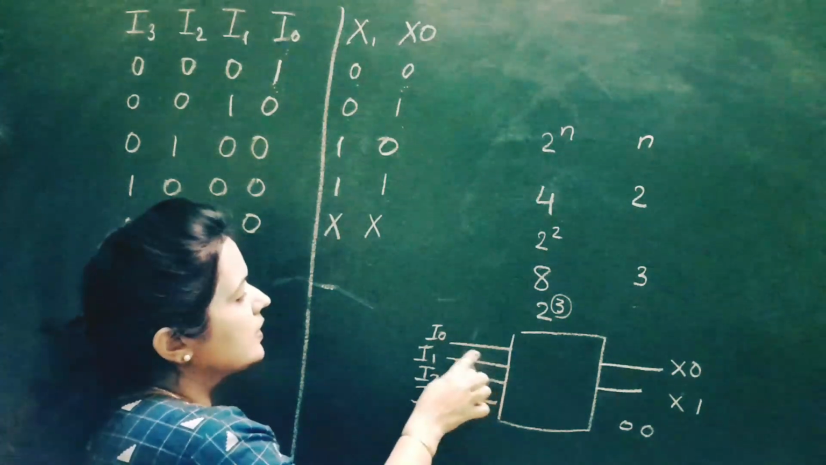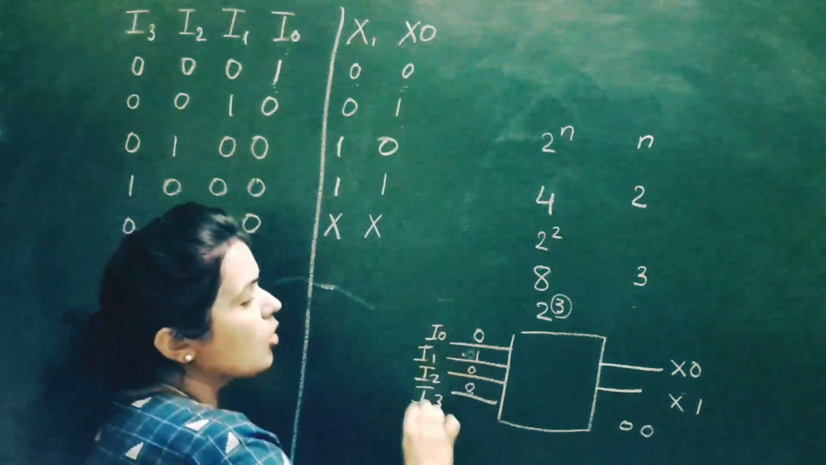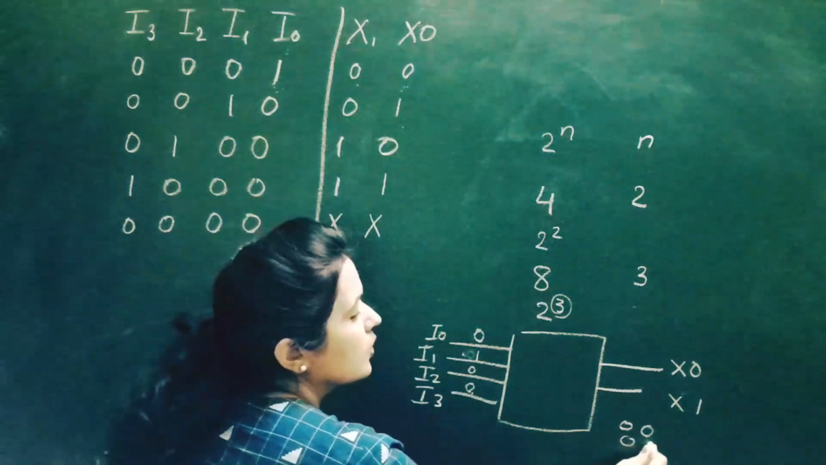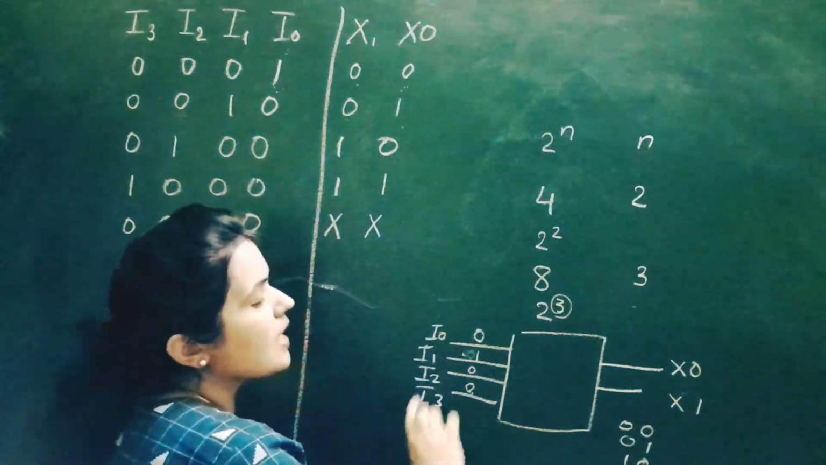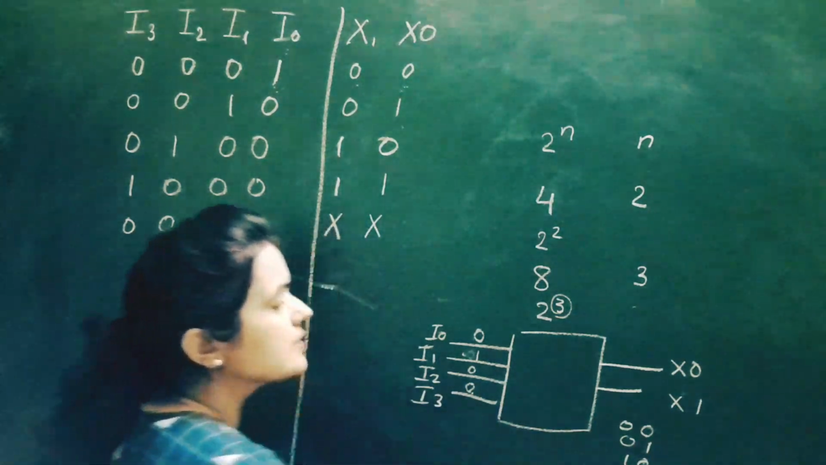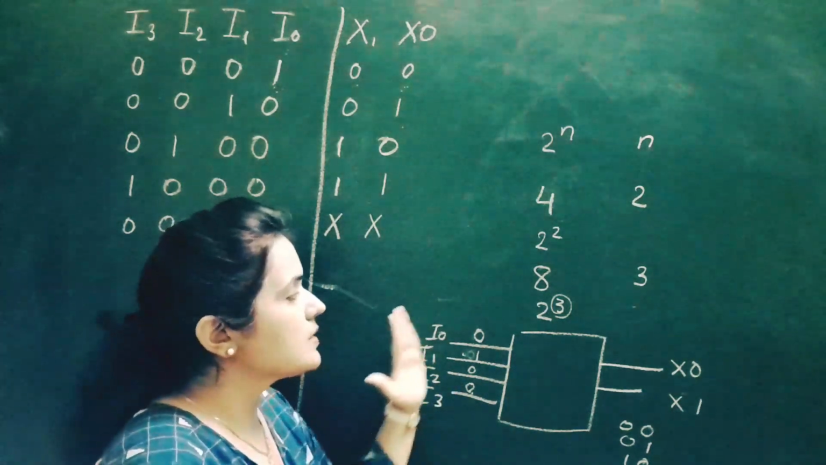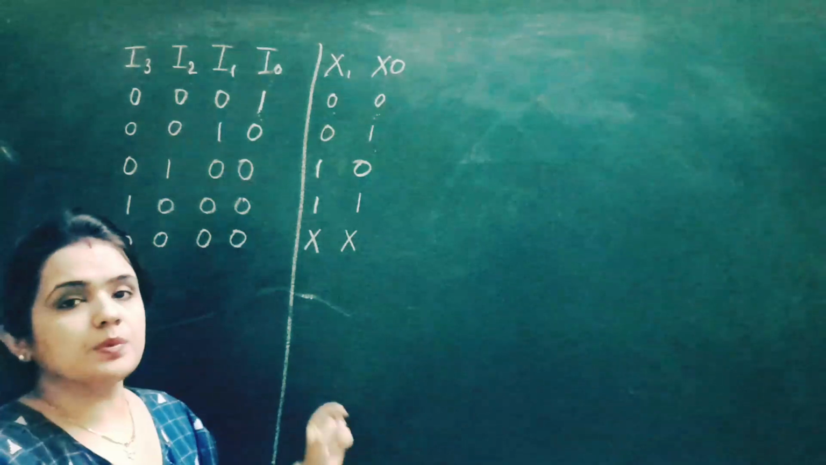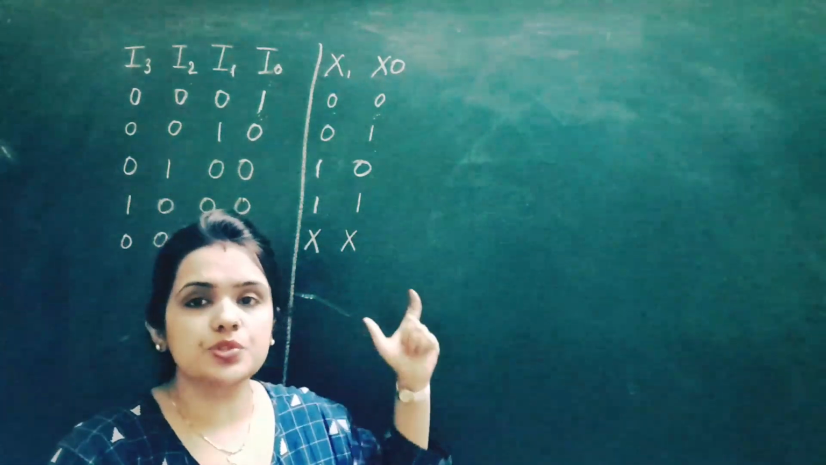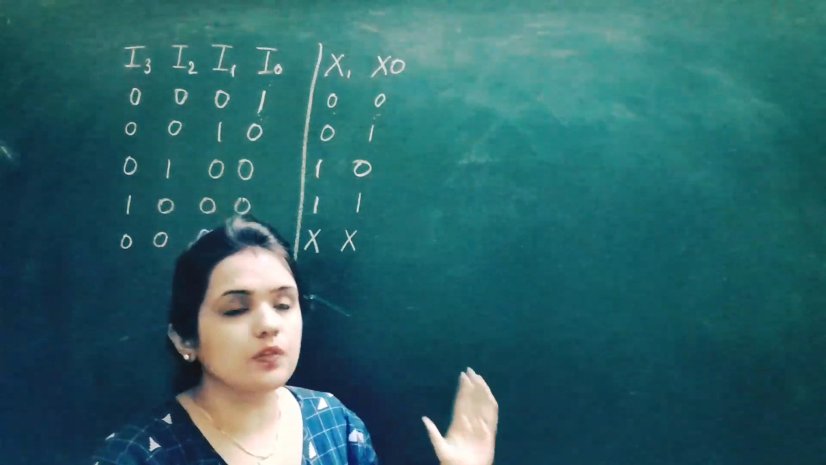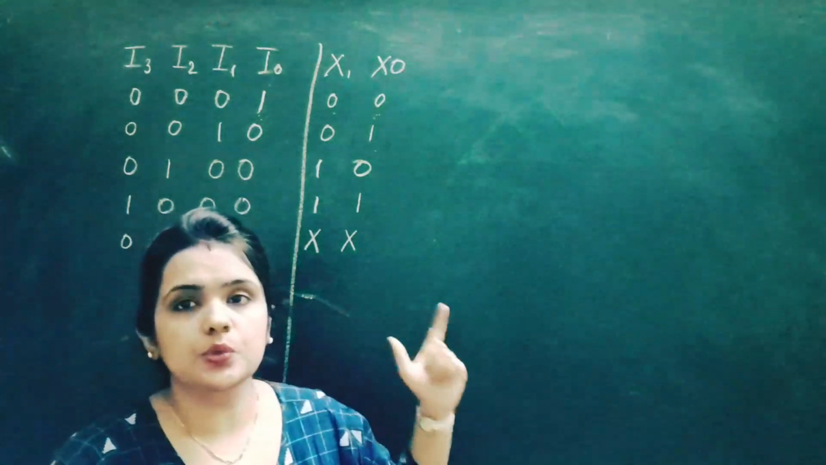When I1 is high and the remaining input lines are 0, the output generated will be 0 1. When I2 is high, the output generated will be 1 0. When I3 is high, the output will be 1 1. So we can say that this encoder is encoding the information from the input lines to the output lines. This is the truth table of a simple 4 to 2 line encoder, not the truth table of a priority encoder. First of all, we will understand this truth table. Thereafter, we will convert it to the priority encoder truth table.